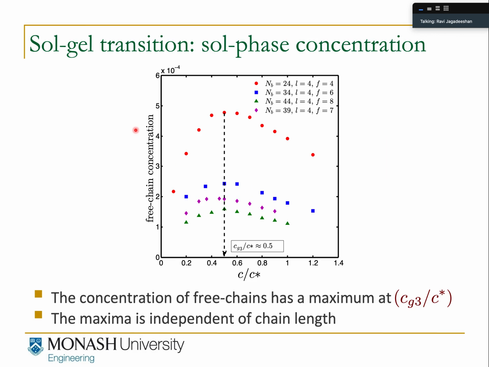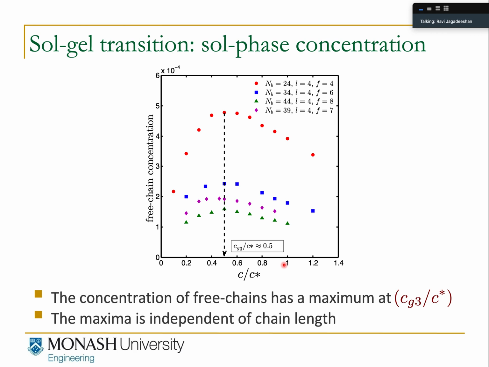And finally, we can also plot the concentration of free chains, those with no interchain interactions, as a function of the number of chains in the system or the concentration. And we notice there's a distinct maximum, and this maximum is another static characterization of gelation, and this seems to occur at C over C star of 0.5.